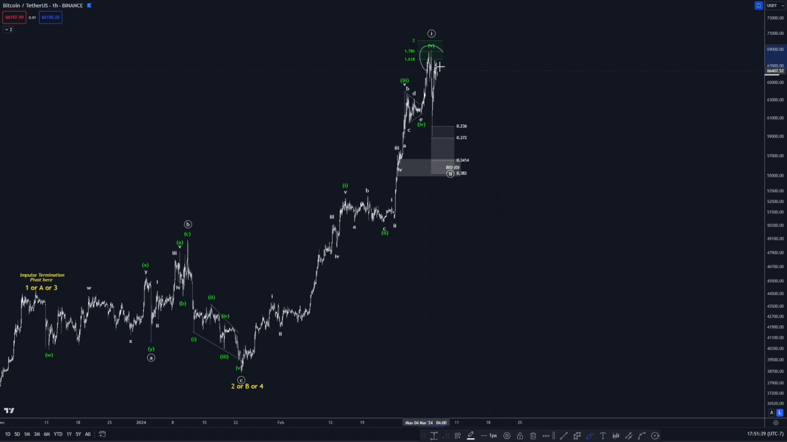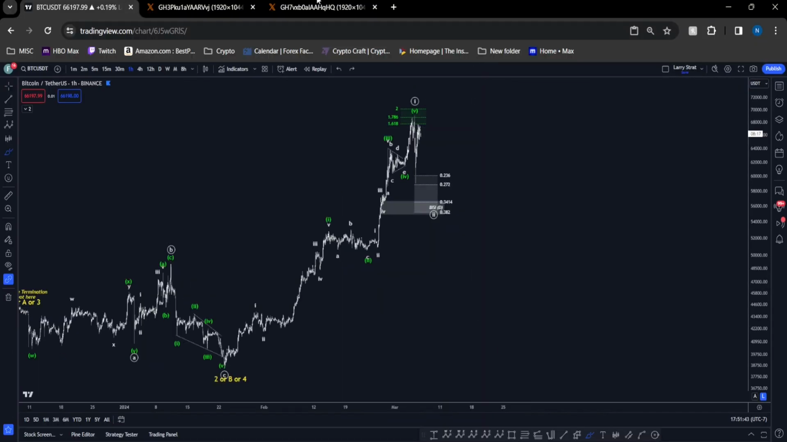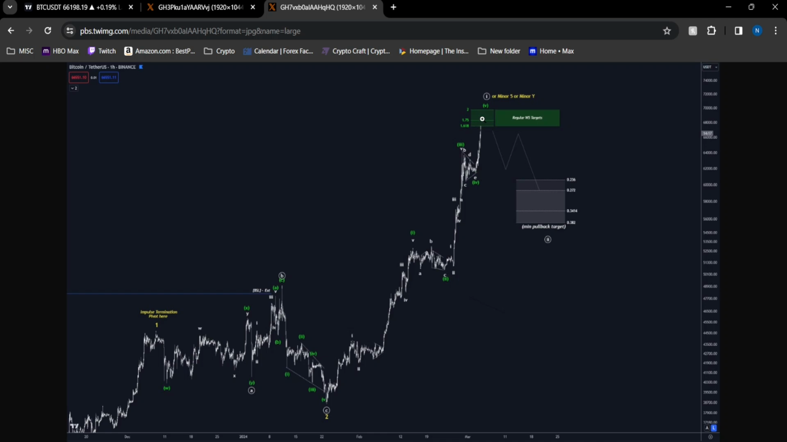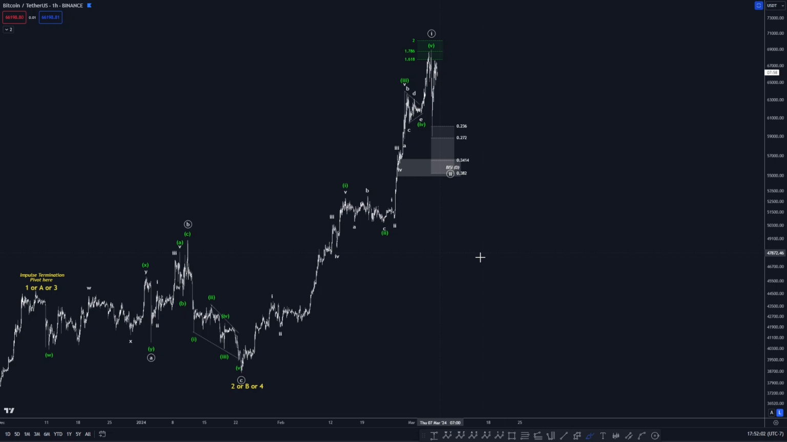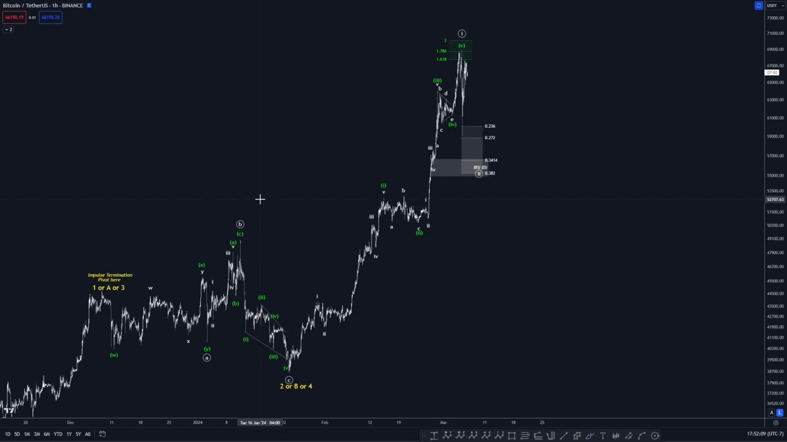We hit those targets here that we were looking for. Essentially, we were looking for one more push up into this zone to the regular wave 5 targets, and we were looking for a pullback minimally to the 2.36, 2.72, to about 60k, which is something that we have gotten. But I don't think it's over. I think we still have at least a companion leg for this leg here. There's several ways I can see this unfolding as of right now.